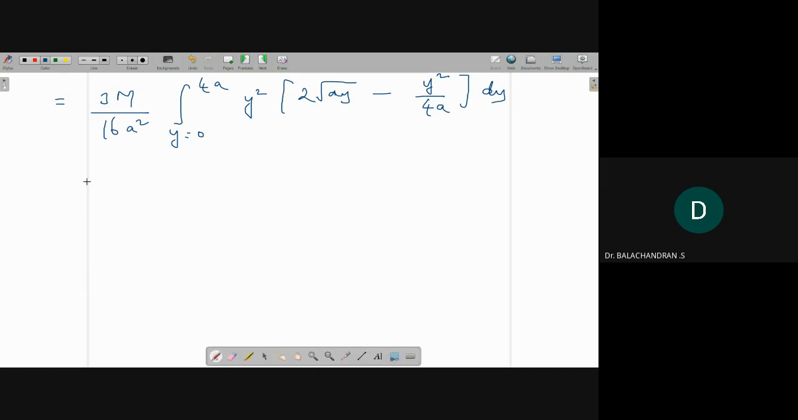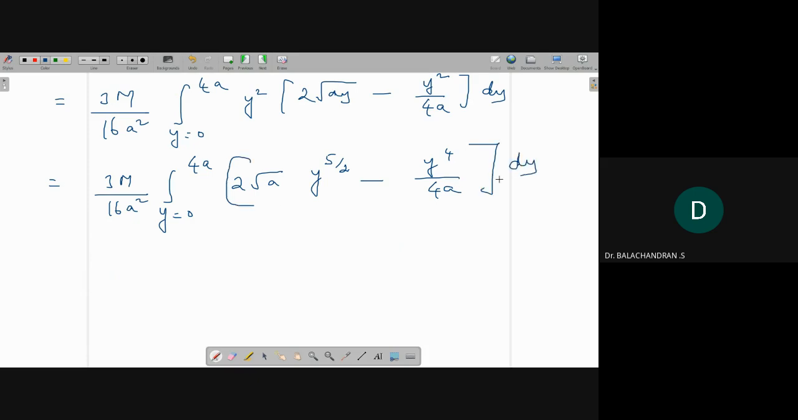So this is equal to 3m by 16a square, integration y equal to 0 to 4a. You have what? This is 2 into root a y square into y power half, that is y power 5 by 2, minus y power 4 by 4a into dy. So now it is a single integral, integrate with respect to y.